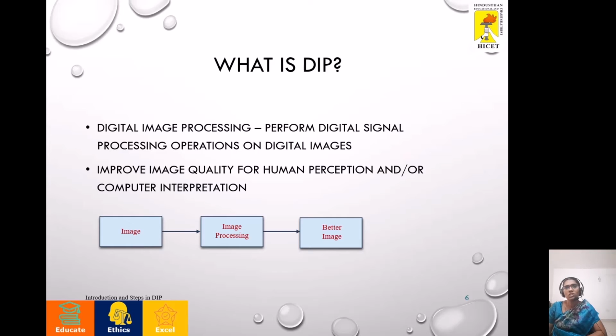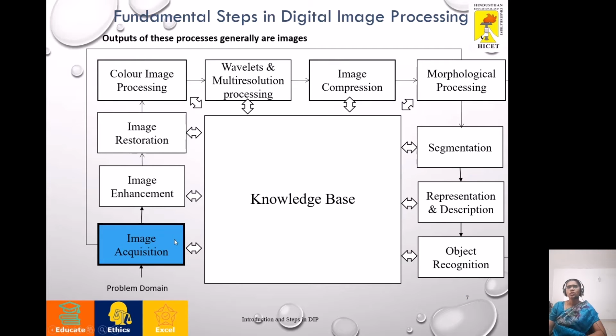So now, what is digital image processing? It is nothing but the processing operations performed on digital images by the computer. So, the image is given to the computer and the processing is done there so as to make it a better image for human perception or computer interpretation. To obtain a better image, various steps have to be undergone. Only after performing all these steps can the image be made better for human perception or for computer interpretation.